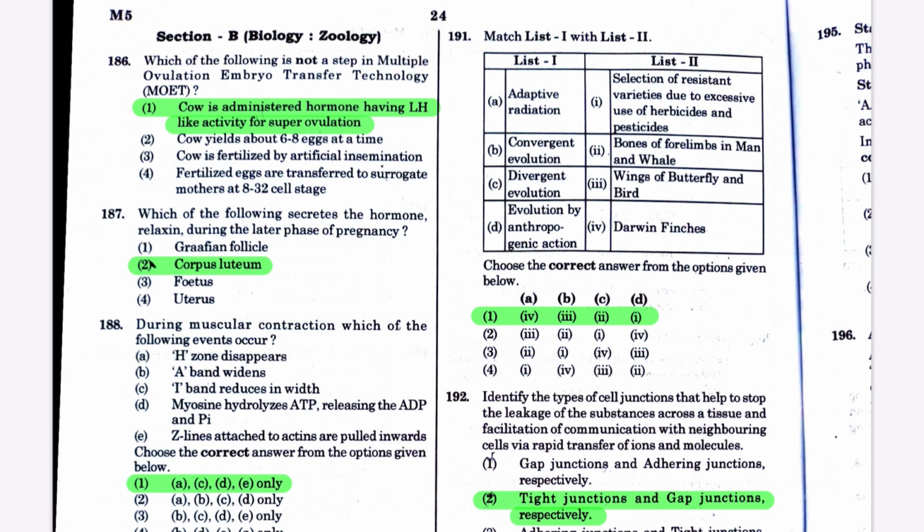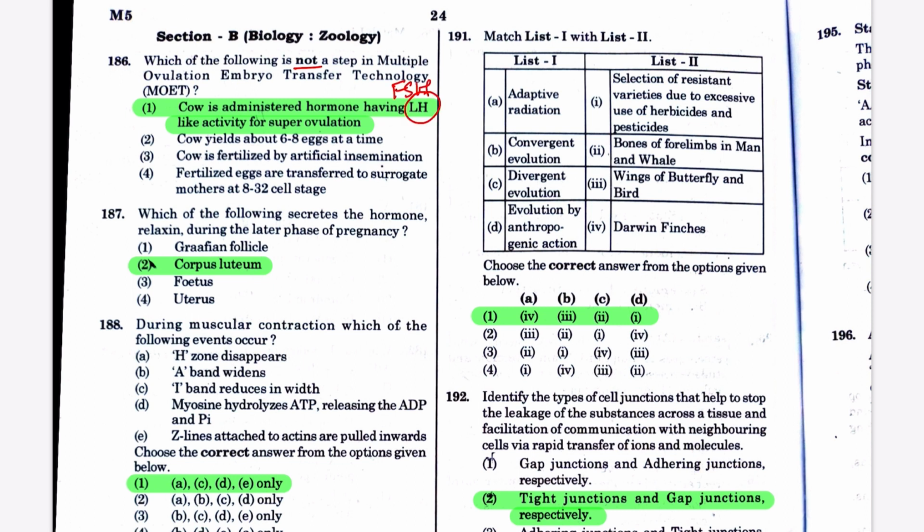186, which of the following is not a step in MOET? MOET stands for multiple ovulation embryo transfer technology. So all other options are right, but look at the first option. The cow is administered with a hormone having LH like activities for superovulation. Okay, so LH is not required.